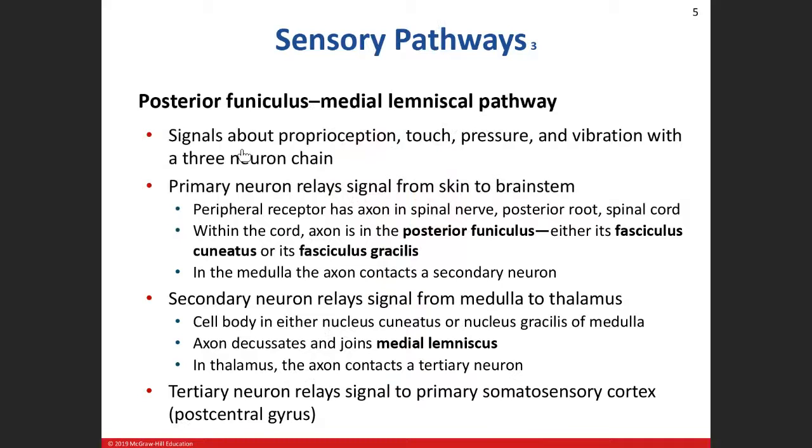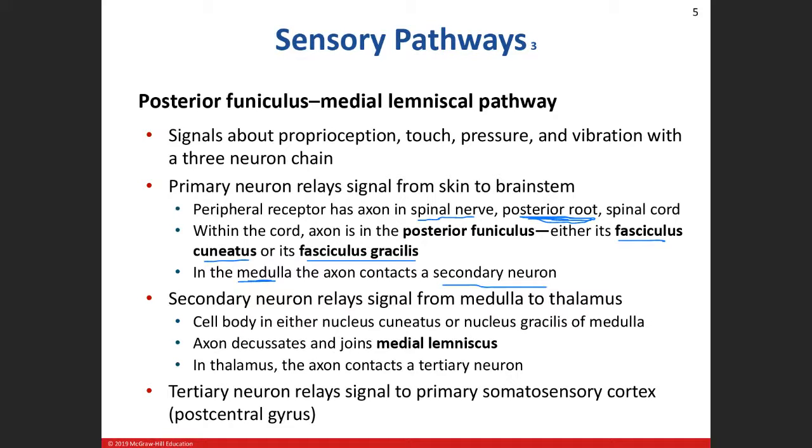All right. So that's what this is saying over here. That peripheral receptor is going to travel into the spinal cord through the spinal nerve. It's going to enter into the posterior root, that's the back portion of the spinal cord, and then it's going to enter into either the fasciculus cuneatus or the fasciculus gracilis. And it's going to ascend up to the medulla oblongata, where it's going to synapse with the secondary neuron.